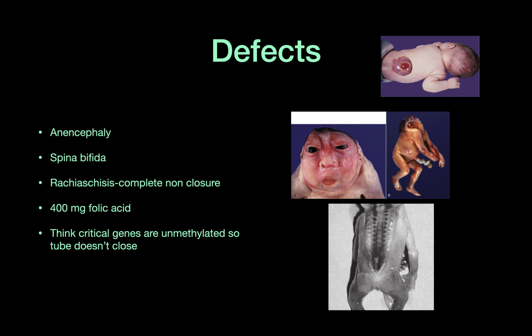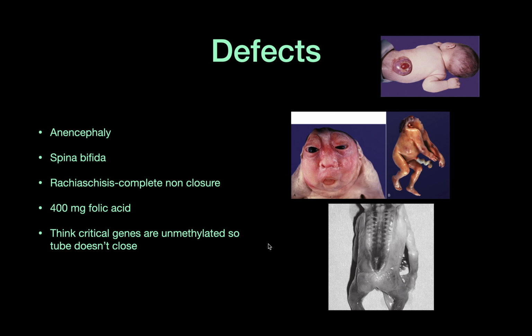Okay, defects. So, anencephaly is where the brain does not form. It's different from microcephaly, because microcephaly means that the brain is small and underdeveloped, but it's still there. This is when it's just not there at all. The only thing this poor thing has is basically a brainstem if it's lucky, but this is definitely not viable.